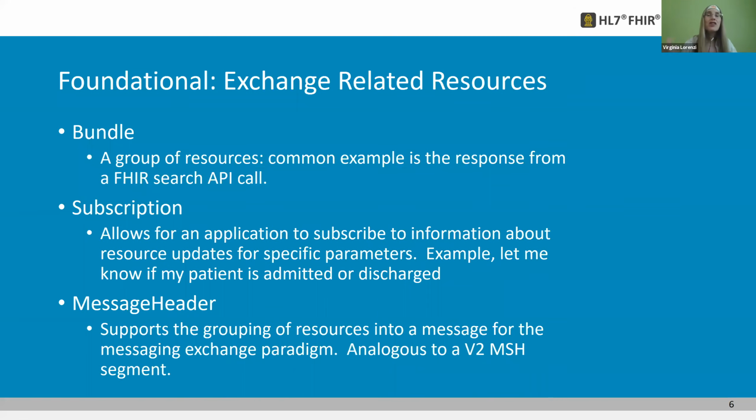Moving on, we have exchange-related resources. If any of you have had any experience with using basic FHIR APIs, you've probably experienced the bundle resource. Bundle is just a grouping of resources, and a very common example is the response from a FHIR search API call.